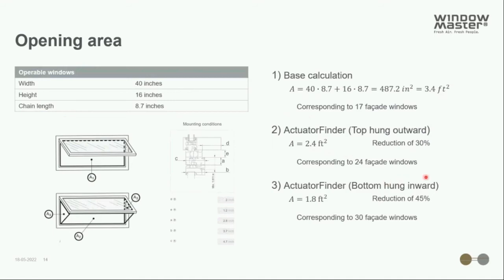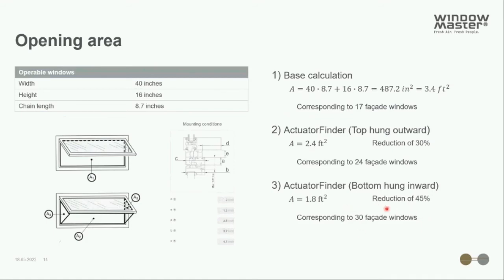If we then look at a bottom-hung inward opening case, it will get even worse, where the opening area will now only be 1.8 square feet. And this is, again, compared to our base calculation, a reduction of 35%. And we will now need 30 facade windows for our building.